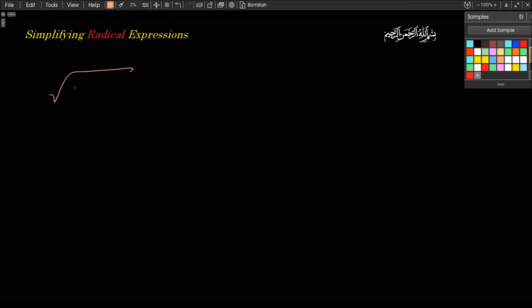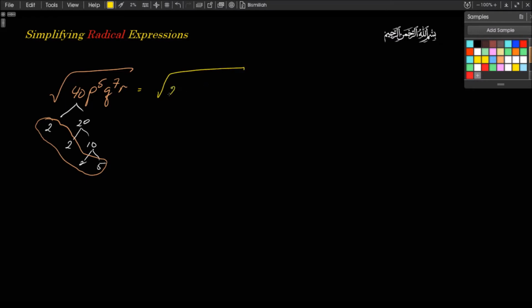Square root of 40 p to the 5th q to the 7th r. Well, we have to do the same thing. So prime factorization of 40 is this over here. Okay, so I can rewrite that. You don't really have to rewrite it. After a while, you get better at it, see? But now we're going to just rewrite it. So that's 2 times 2 times 2 times 5, okay? For every 2, 1 will come out. Now, these 2 are stuck in there. So that's 2, and then I'm going to put that in there and multiply them out as 10.